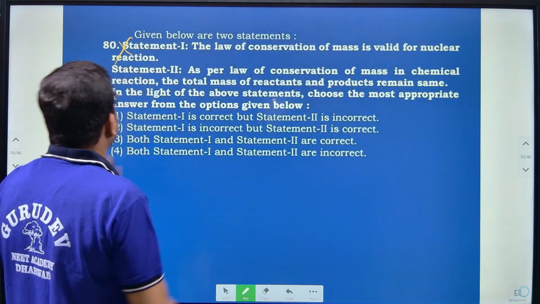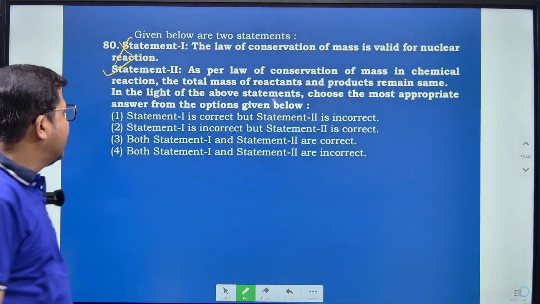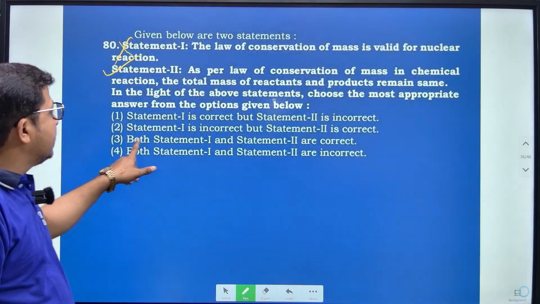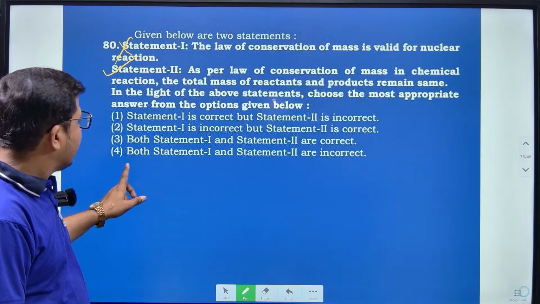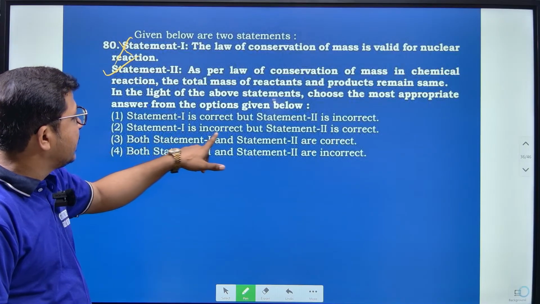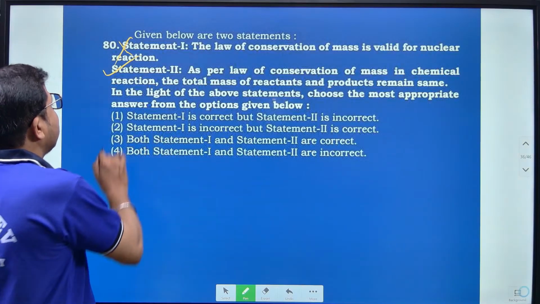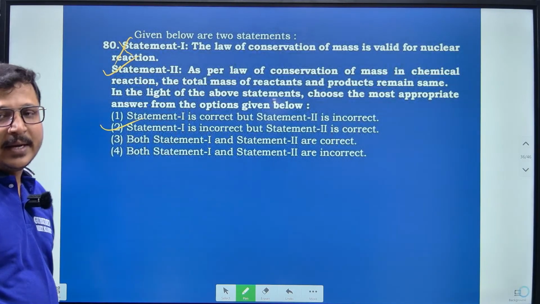Hence statement 2 is the right answer. Therefore statement 1 is incorrect and statement 2 is correct. Therefore option 2 is the right answer.